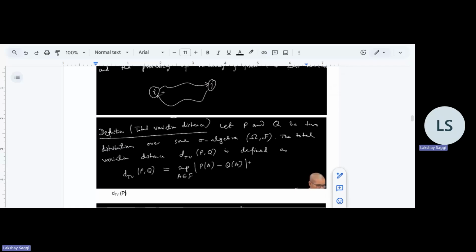So that is the total variation distance between P and Q. This is one definition, and one can also prove that this is equivalent to saying something like this.